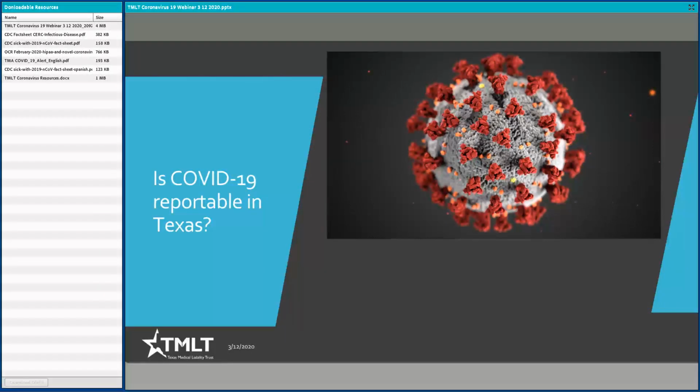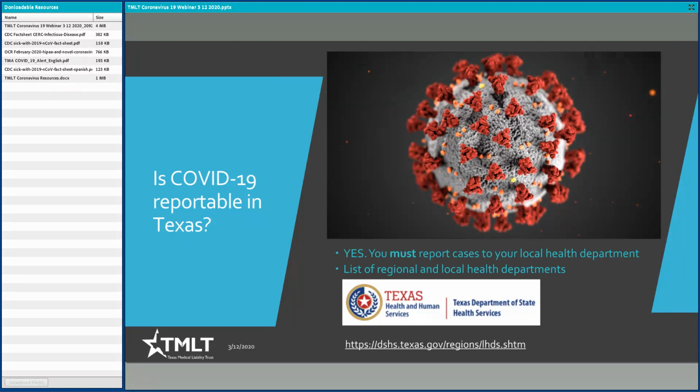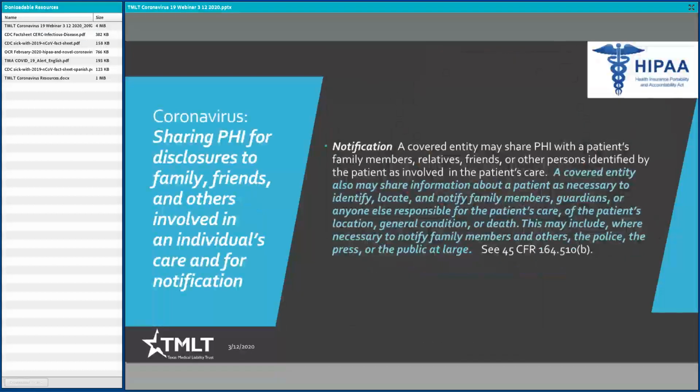So you may ask, is the coronavirus or COVID-19 reportable in Texas? The answer is yes. It is reportable. It must be reported, rather, to your local health department. If you do not know where to report it in your area, the Department of State Health Services website listed here is available to give you all of the different local health departments within the state of Texas.